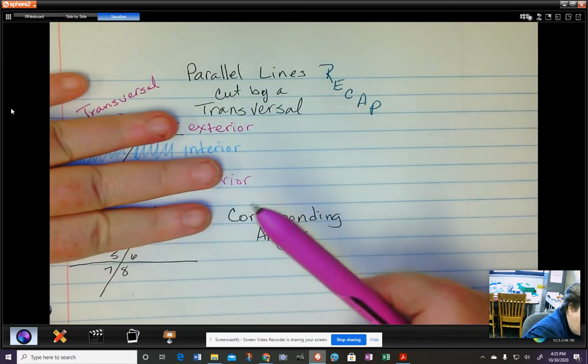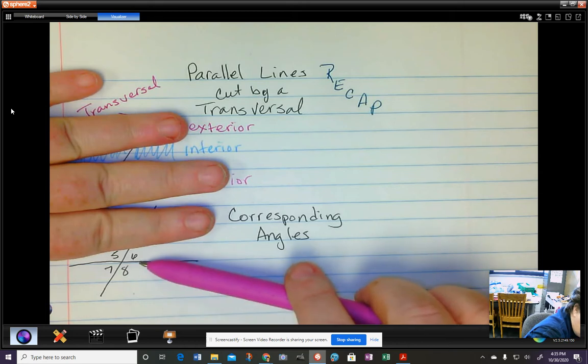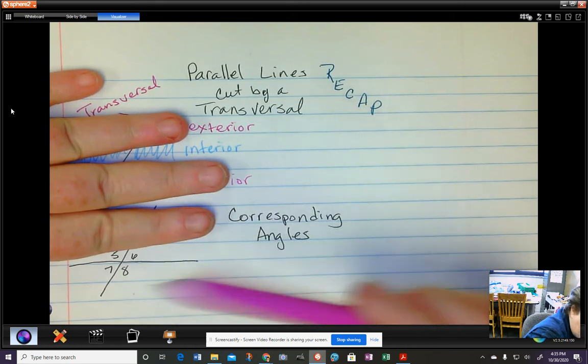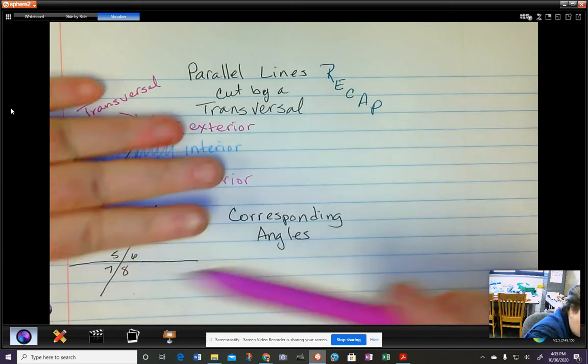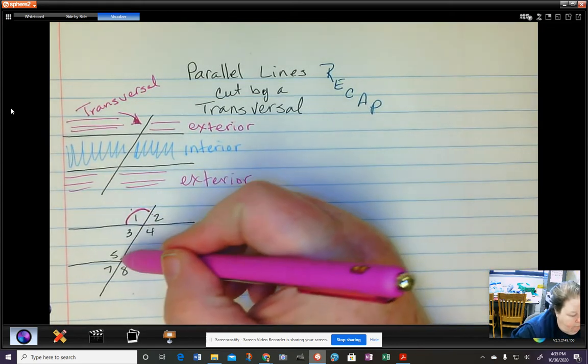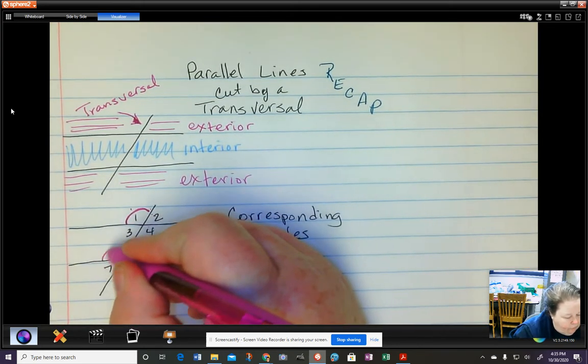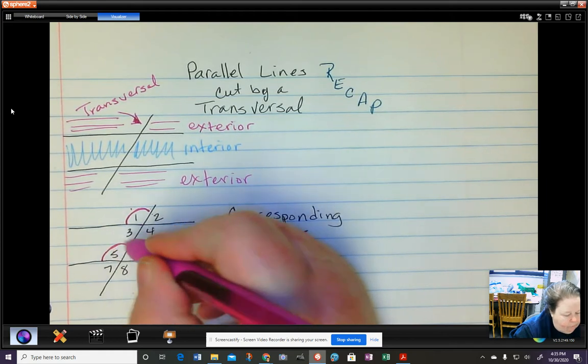So let's look at the bottom line. I cover up the top line. What's on the top of the parallel line? 5 and 6. Which one is on the left? 5. So 1 and 5 are corresponding angles.